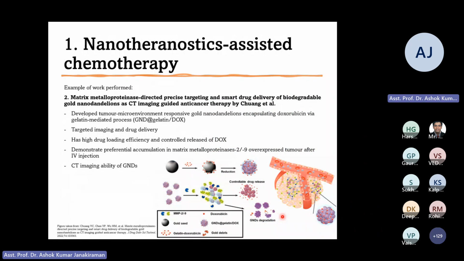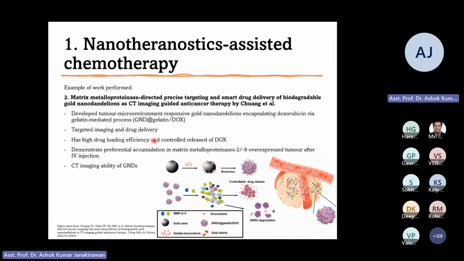The second example is by Cheng et al., who did matrix metalloproteinase directed precise targeting. This is considered a small drug delivery system of biodegradable gold nanodendrions. They used gold nanoparticles to make a chemotherapy theranostic. The same concept, they have targeted imaging and drug delivery. The drug used here is taxirubicin, again with targeted imaging and delivery.